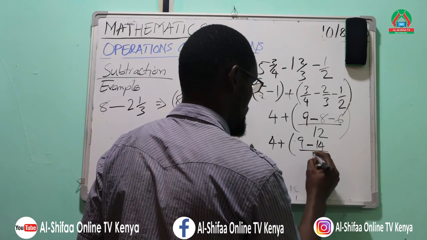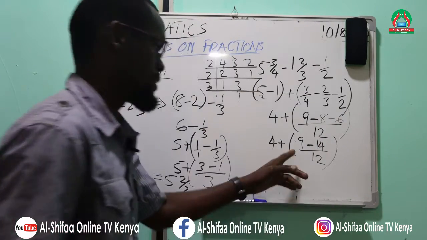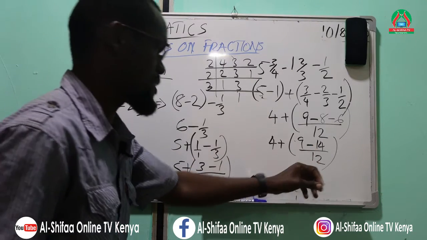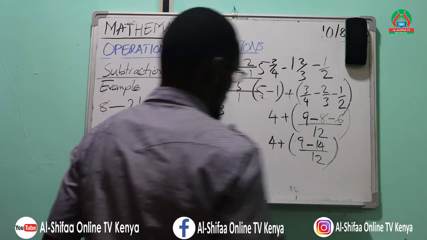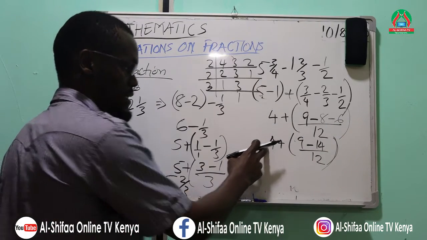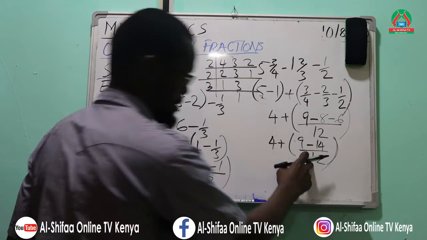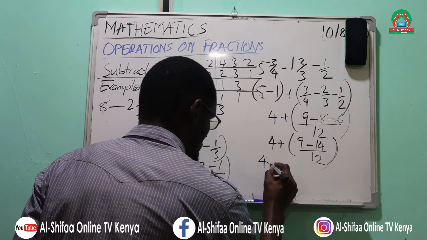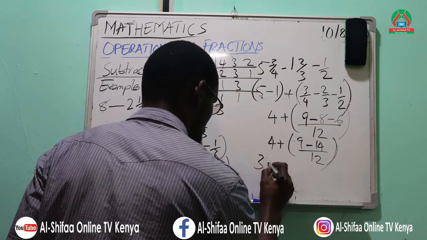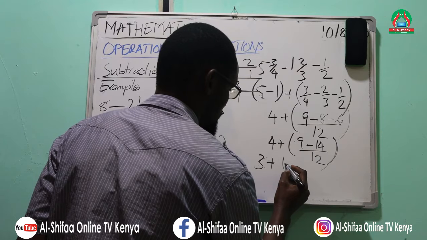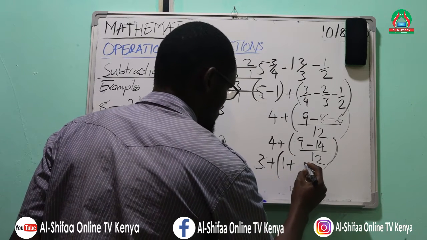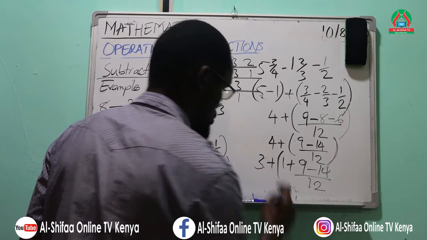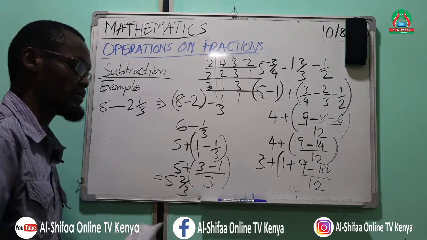Minus 14/12. But we see that 9 is less than 14. So it cannot subtract at our level. But we borrow 1 from 4 and it becomes 12. It will be 4, becomes 3 plus 1 plus 9 minus 14/12. So this one, it will be converted into 12 parts.